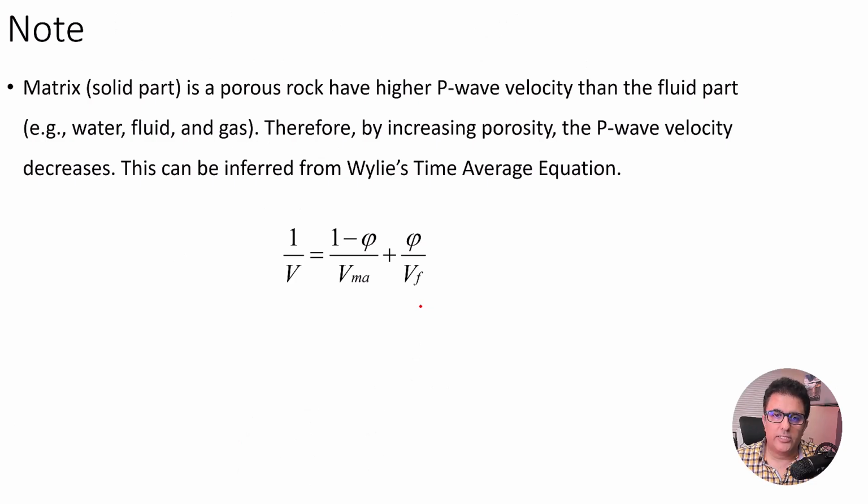Something that you may notice here is that whenever the fluid contribution becomes bigger in this averaging, the seismic velocity should decrease. This is something that we can infer from Wyllie's time average equation. It says that once the porosity increases, because we're going to have more contribution of the fluid velocity to the average velocity, the average velocity of the rock should decrease.